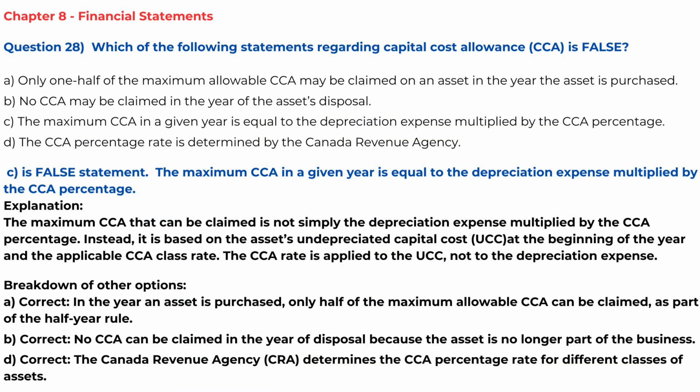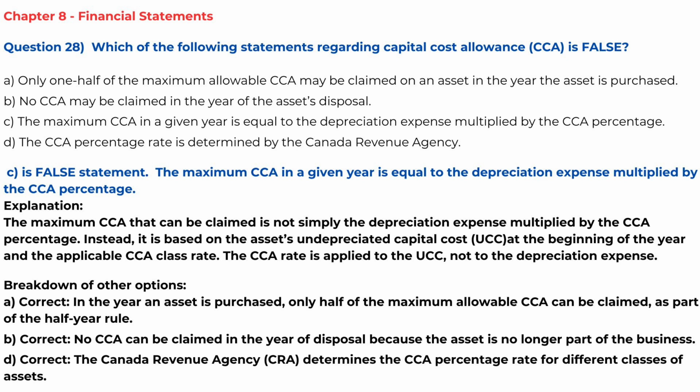Question 28. Which of the following statements regarding capital cost allowance, CCA, is false? C is the false statement. The maximum CCA in a given year is equal to the depreciation expense multiplied by the CCA percentage. Explanation. The maximum CCA that can be claimed is not simply the depreciation expense multiplied by the CCA percentage. Instead, it is based on the asset's undepreciated capital cost, UCC, at the beginning of the year and the applicable CCA class rate. The CCA rate is applied to the UCC, not to the depreciation expense.